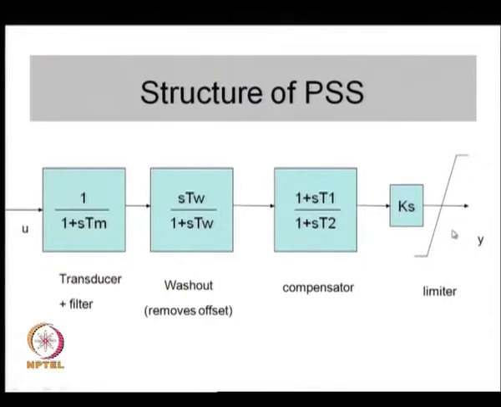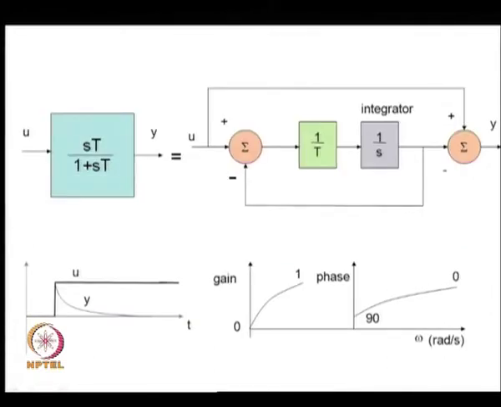Okay. So, what is the function of this offset removal block? Remember that a transfer function sT/(1+sT) in a stabilizer or any other control system is such that this transfer function has a 0 gain for low frequencies and a gain of 1 for high frequencies. So, this particular block is called a washout block. It lets in transients, but blocks any steady state offset. So, any steady state DC value will give a 0 value in steady state here.